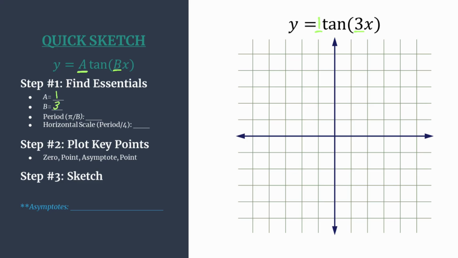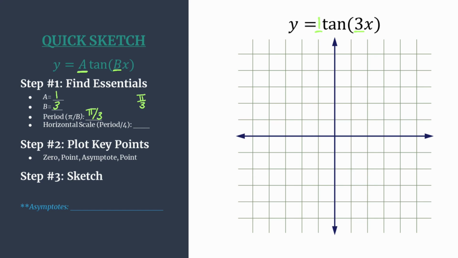So for tangent, be careful here. The formula is pi divided by b. So our period for this equation will be pi divided by 3. And remember, period is just the horizontal length of one cycle. All right, as soon as I get the period, I like to divide it by 4. And I do that because then each key point in step 2 will line up nicely with a horizontal tick mark. So let's show it.